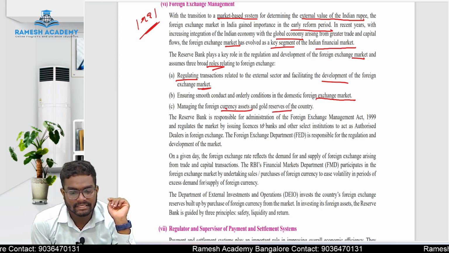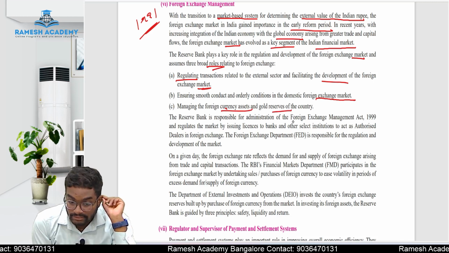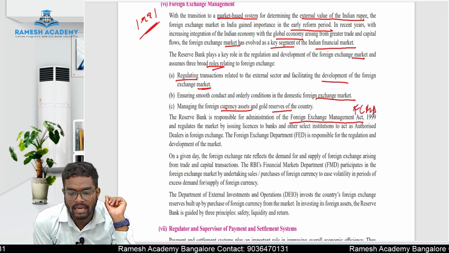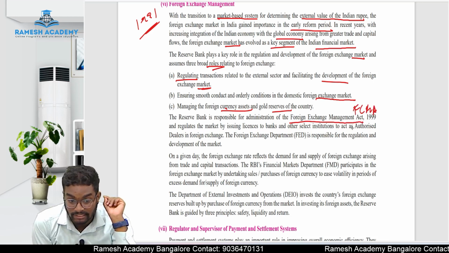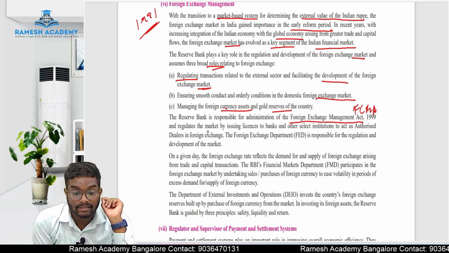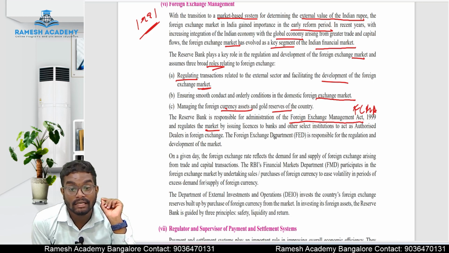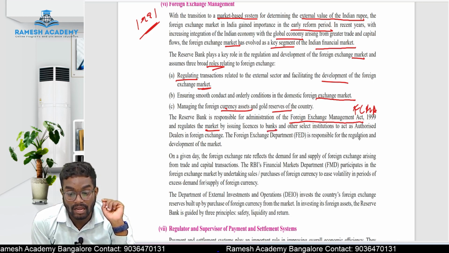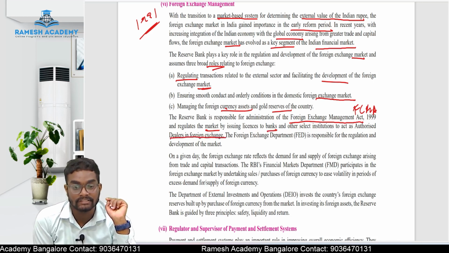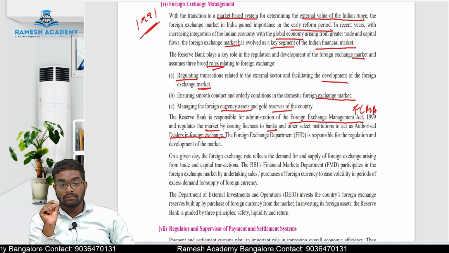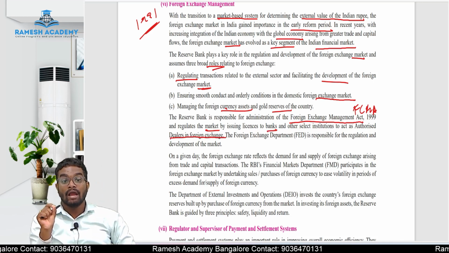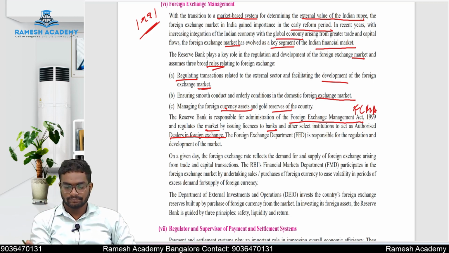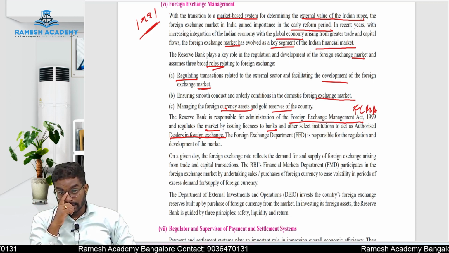The Reserve Bank is responsible for administration in the foreign exchange market, the FEMA Act. FEMA is an act passed by the government for regulation of foreign currency, and it regulates the market by issuing licenses to banks and other select institutions to act as authorized dealers in foreign exchange. So if you want to transact in foreign currency, you have to have a license from the RBI to act as an authorized dealer. Now for this you can take an example.